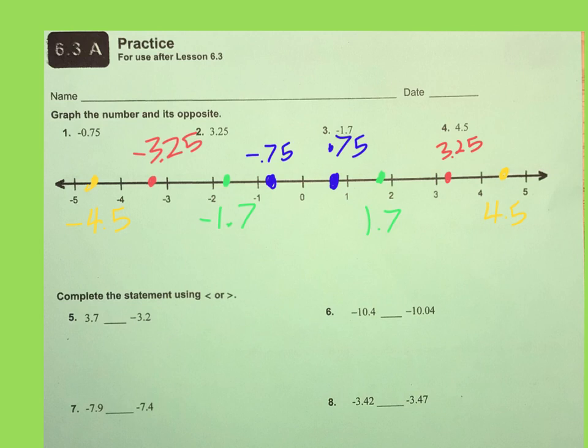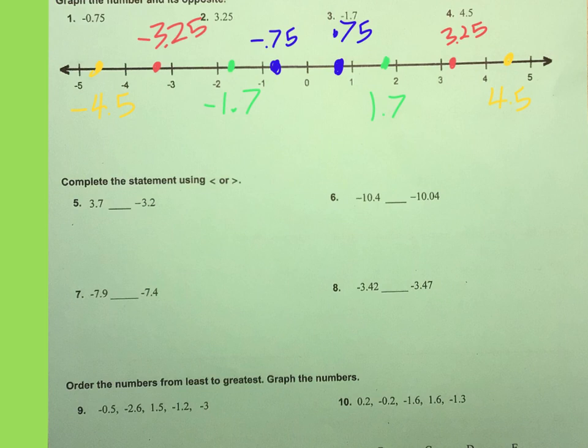Okay, so not too bad. Let's take a look at number 5 and number 6. Would you rather owe somebody $3.70, or would you rather have $3.70 or owe somebody negative $3.20? Well, I would rather have money than not have money. So when you're comparing a positive to a negative, the positive is always going to be more positive, or it's going to be greater than.